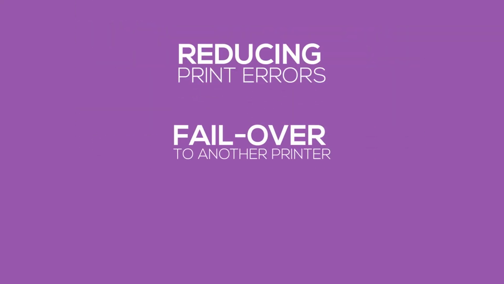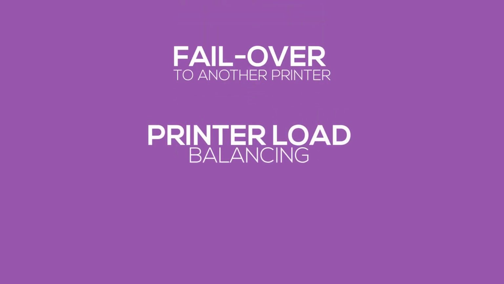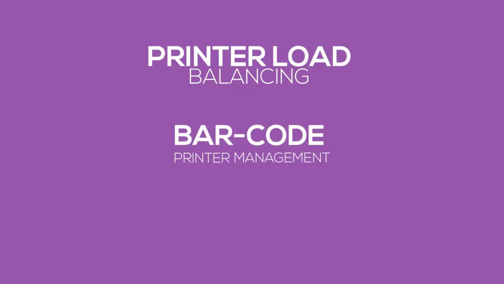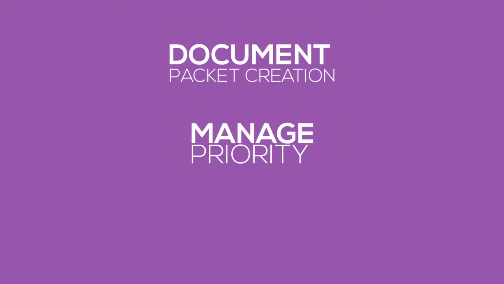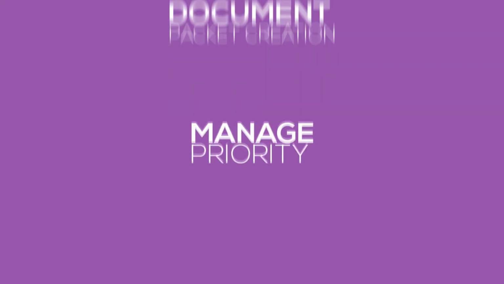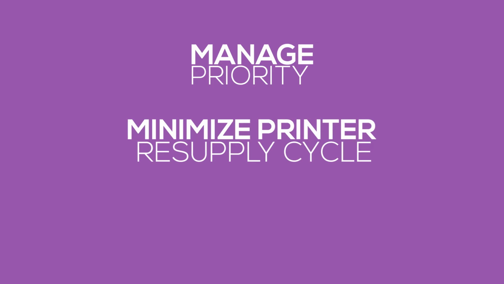OM Plus improves the performance of manufacturing, logistics, and transportation environments by reducing print errors, allowing for automated failover to another printer, printer load balancing to increase throughput, barcode printer management, document packet creation, manage the priority and time of print, and minimize the printer resupply cycle.